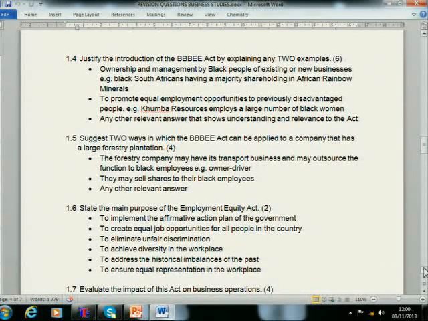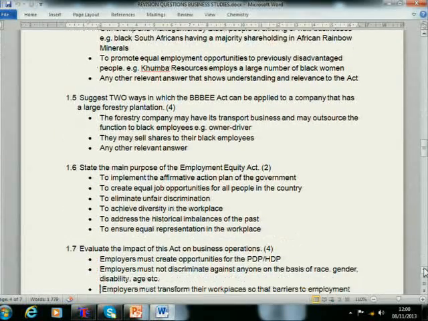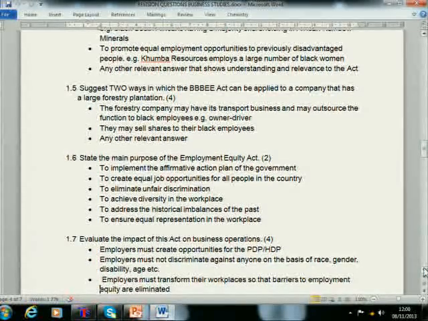State the main purpose of the Employment Equity Act. Remember, I said the purpose is also very important in all these acts. To implement affirmative action, create equal job opportunities, eliminate unfair discrimination, achieve diversity in the workplace, address historical imbalances of the past, and ensure equal representation in the workplace. So what is important is the purpose. You need to make sure that all purposes of all these acts are known before you go to the exam room.